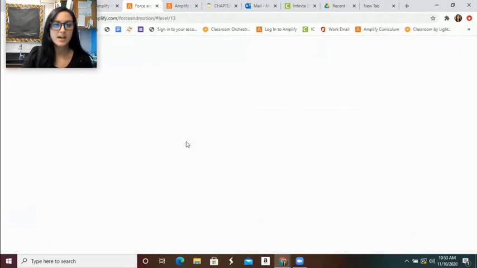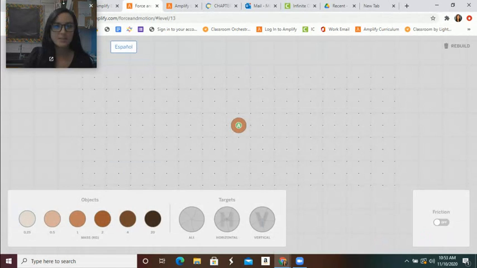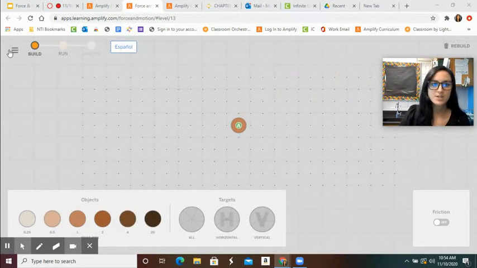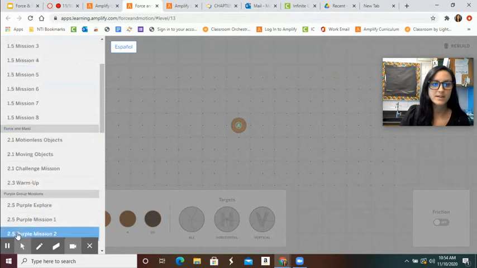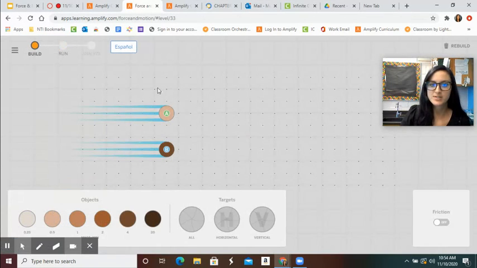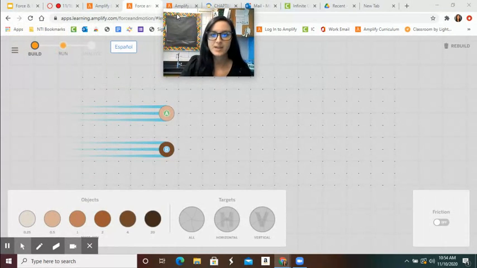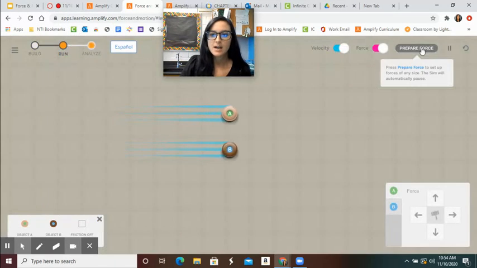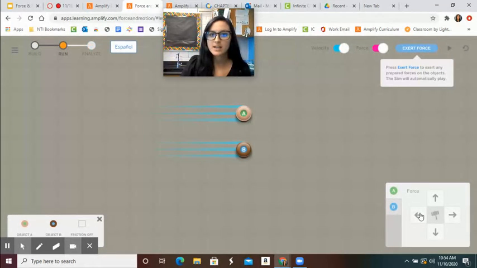So once that simulation is up and open, you are going to click the menu and click 2.3 warm up, which sets up our scenario for us with our two objects. And then you are going to run it. I'm going to kill two birds with one stone by doing the same force on both. So I'm going to do 4 clicks, and I'm going to do it in the opposite direction.